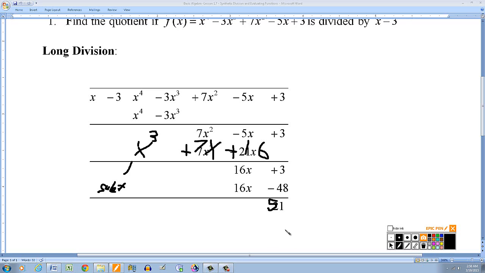Okay. So the quotient for this one is x to the third plus 7x plus 16. The quotient is x to the third plus 7x plus 16. The remainder is 51.